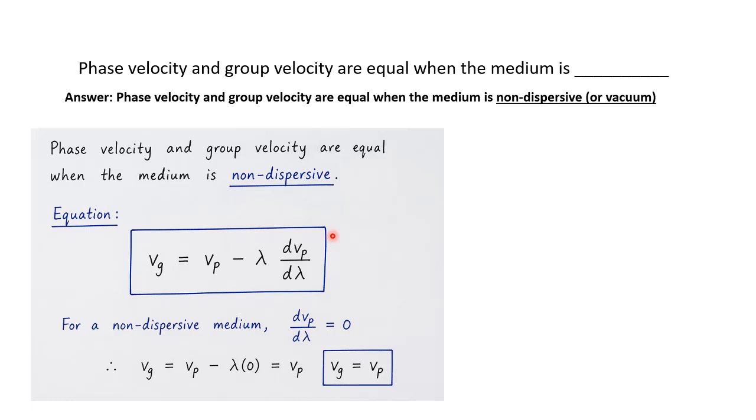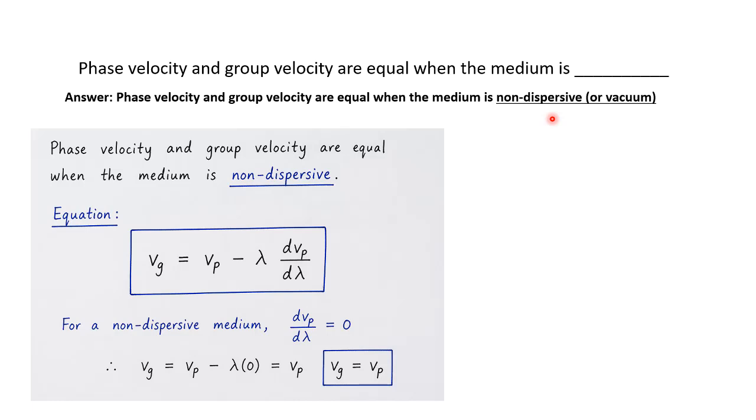Moving to question number 4. Phase velocity and group velocity are equal when the medium is dash. Phase velocity is the speed at which an individual wave crest travels, whereas group velocity is the speed with which the overall wave packet or energy propagates. So in this case, the answer is non-dispersive medium.